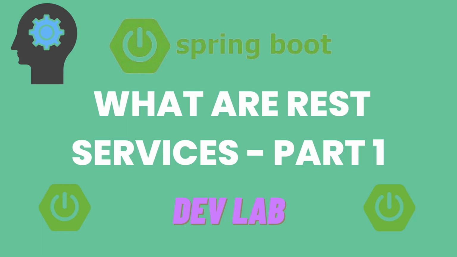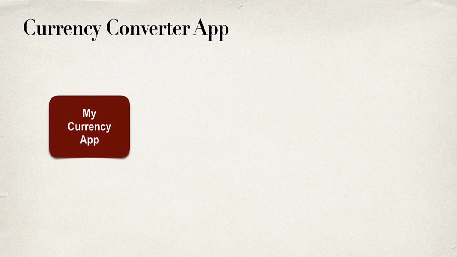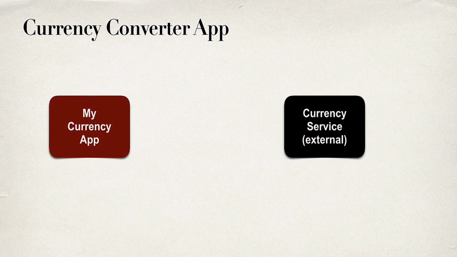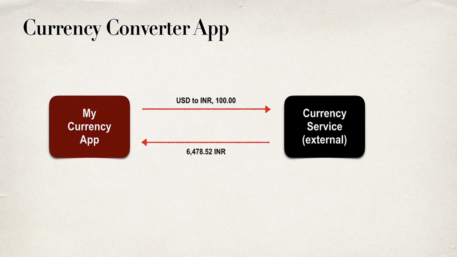Alrighty, now let's look at some other REST examples or scenarios just to help you get your head around it. We could also create a currency converter app, right? So we have this currency app, and then over here on the other side, we have this currency service. And so then I could say I need to convert US dollars to Indian rupee. You pass over the amount, and then this application will actually respond with the actual value.